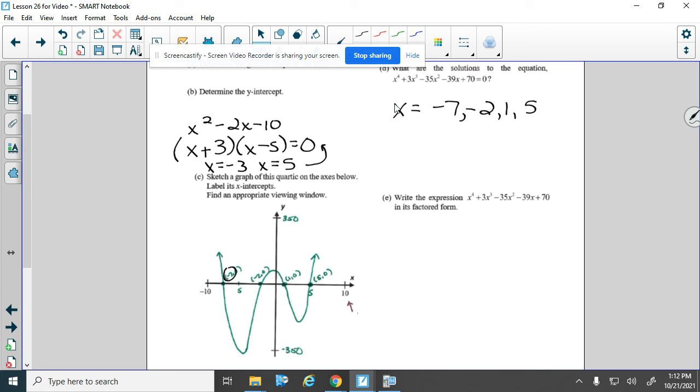So this next question says, write the expression in factored form. If I have a solution of negative 7, that came from the opposite sign factor, so x plus 7. This one came from x plus 2. And the positive ones came from x minus 1 and x minus 5. So we can actually use graphs as a way to find factors of expressions.